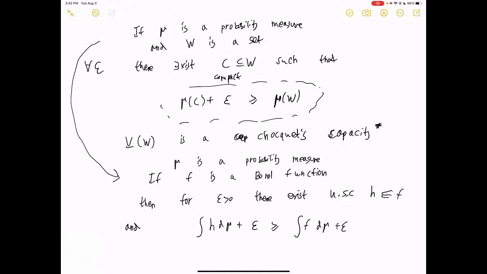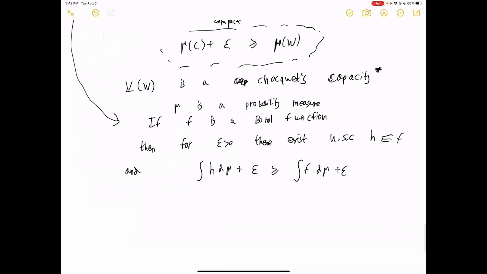And this looks awesome, right? Maybe I will just remind you what upper semi-continuous means. By upper semi-continuous, I mean that the set of all x's such that f(x) is greater or equal to something is closed. This is upper semi-continuous.